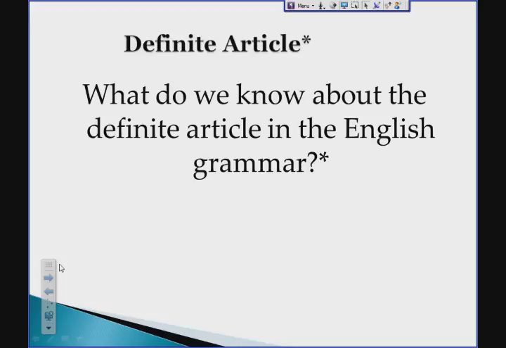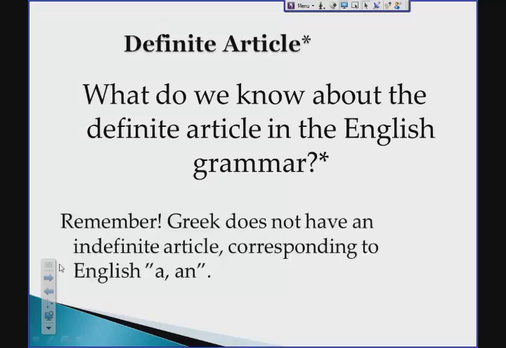And then we have the definite article. What do we know about the definite article in English? In English grammar, you have the, and a and an. But Greek does not have an indefinite article. But we do have the definite article. Okay? And I want you to go and identify them. Please, I will give you homework regarding that. So Greek does not have an indefinite article corresponding to English a or an.